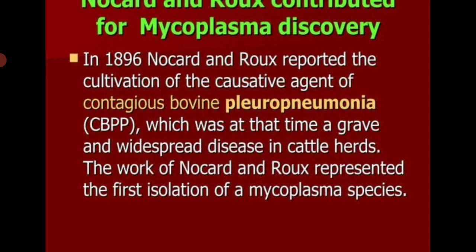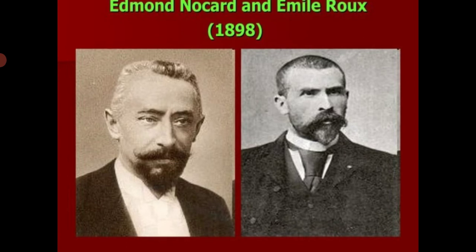In 1896, French scientists Nocard and Roux were studying a disease called contagious bovine pneumonia, or CBPP. These two scientists isolated the causative agent of CBPP, which was similar to bacteria and had a very small size. These are the photographs of Nocard and Roux.